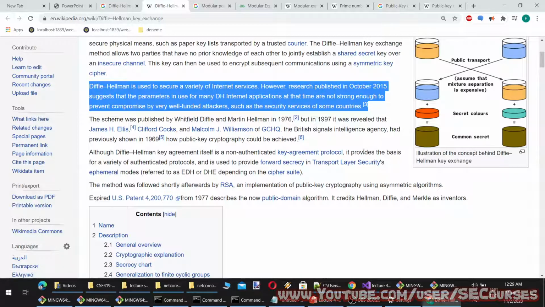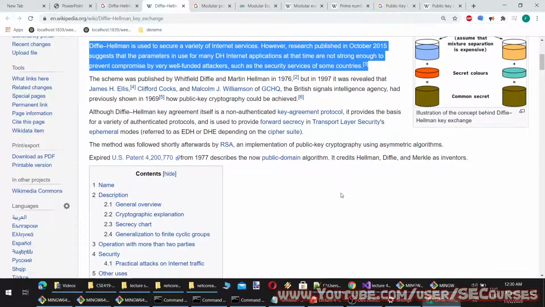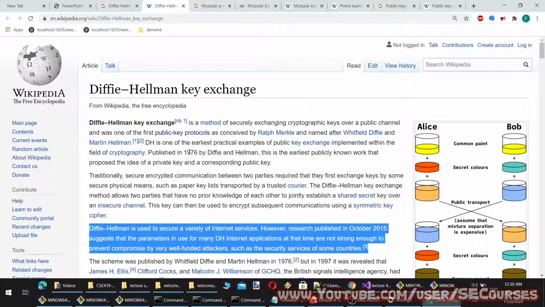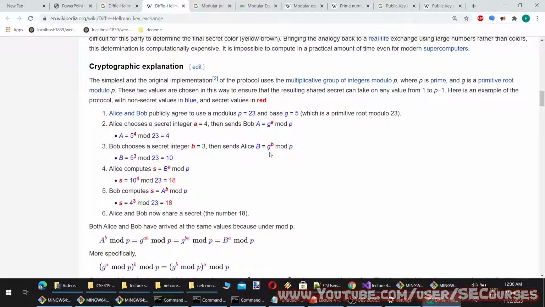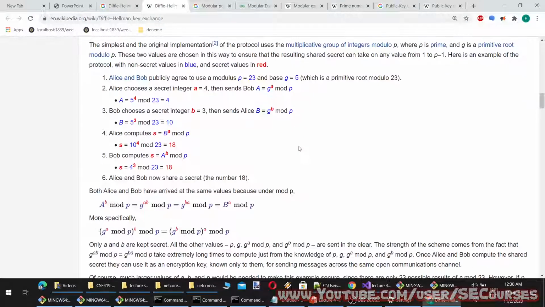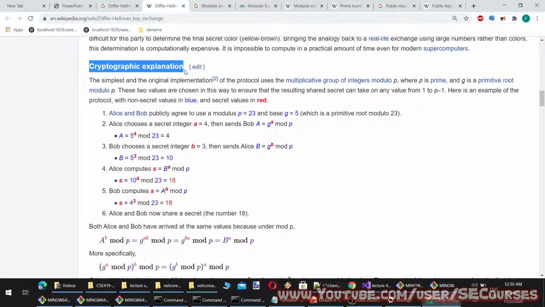Diffie-Hellman is used to secure a variety of Internet services. However, research published in October 2015 suggests that the parameters in use for many DH Internet applications at that time are not strong enough to prevent compromise by very well-funded attackers, such as the security services of some countries. Okay, of course, this was since very early. It is not, let's say, secure at the moment. However, we can get the idea of the explanation. Let's read it.